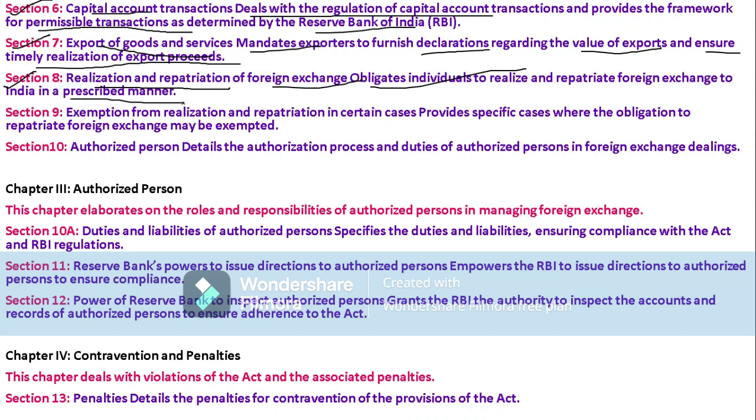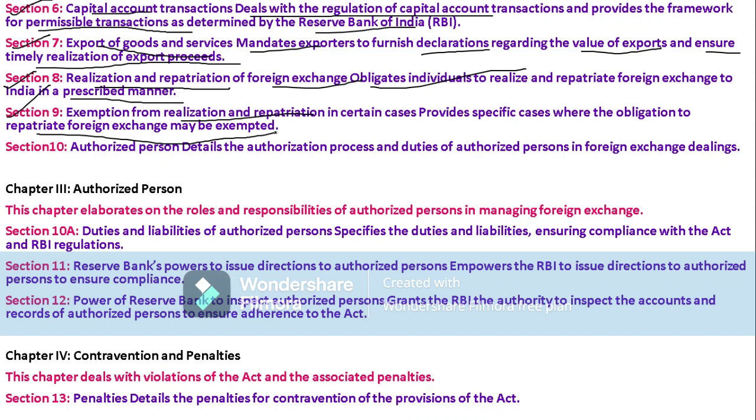So, in a manner determined by the RBI, persons residing in India who want to get their money, which has to be realized and repatriated, can realize and repatriate their foreign exchange through this Section 8. Now Section 9, exemption from realization and repatriation in certain cases, provides specific cases where the obligation to repatriate foreign exchange may be exempted. So only in some specific cases, realization and repatriation are exempted.